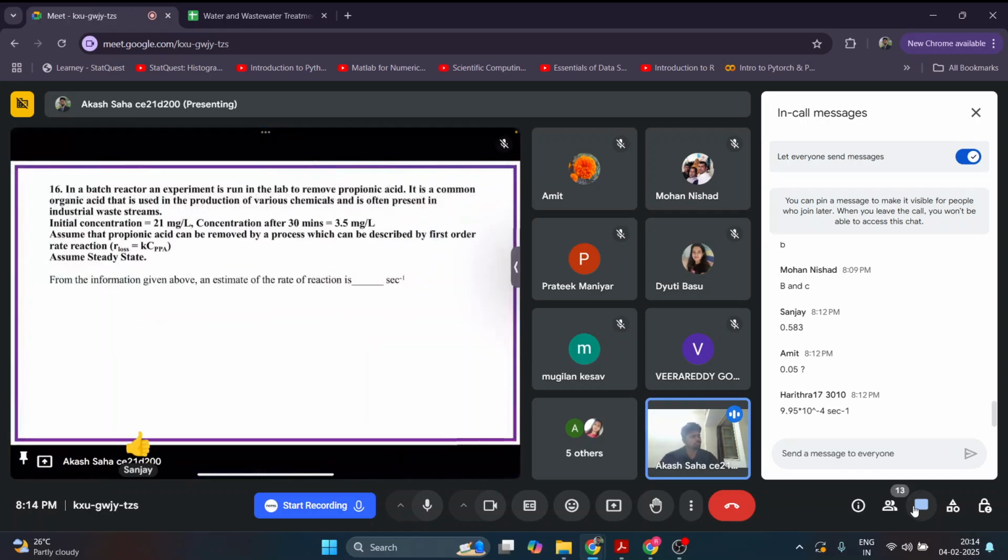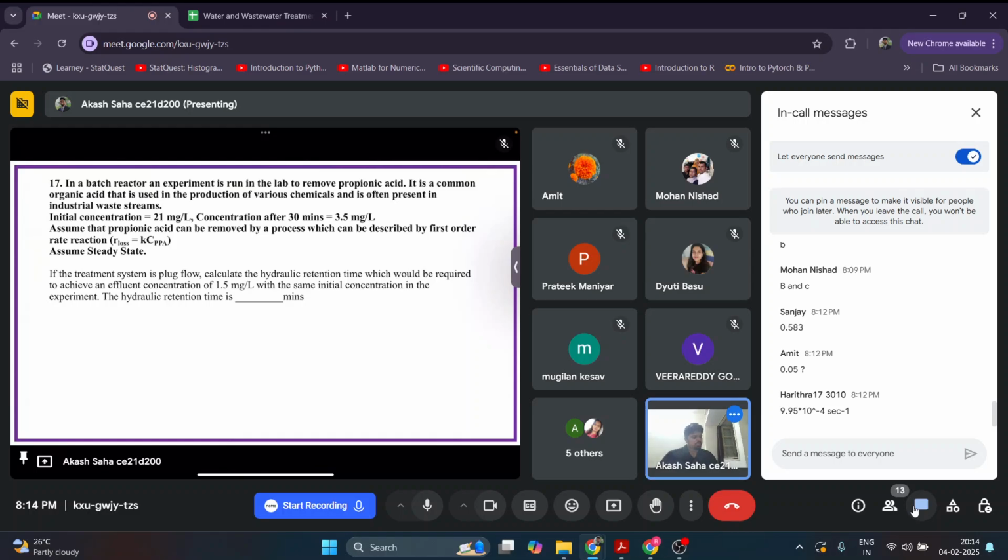Okay, next problem. Since you have solved it, the same thing I have just added. Now, keeping the question same, if the treatment system is plug flow, calculate the hydraulic retention time which would be required to achieve an effluent concentration of 1.5 milligram per liter with the same initial concentration in the experiment. So here we are saying that instead of a batch reactor, we are using a plug flow reactor. Now the effluent concentration is changing from 3.5 to 1.5, and the initial concentration is same. So what will be my time?